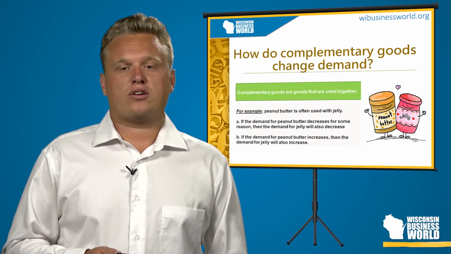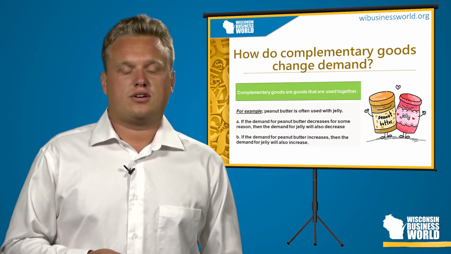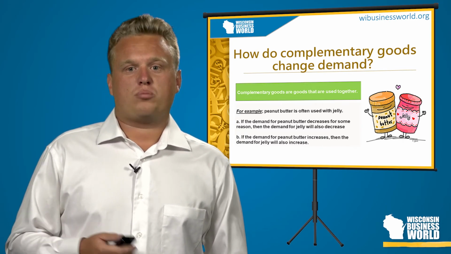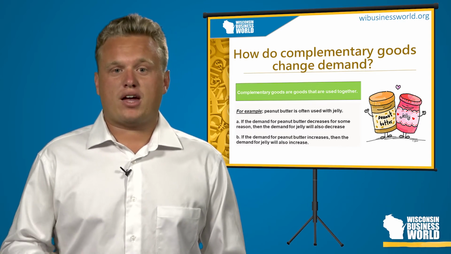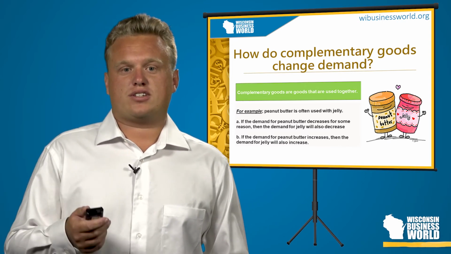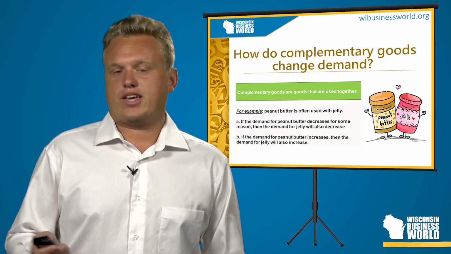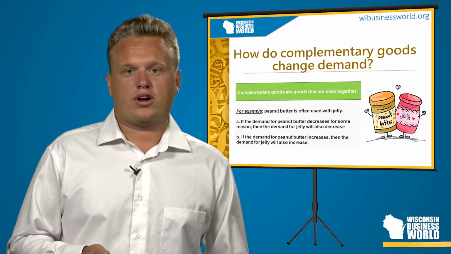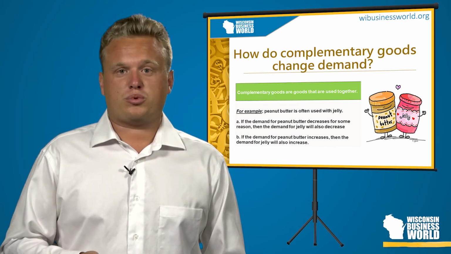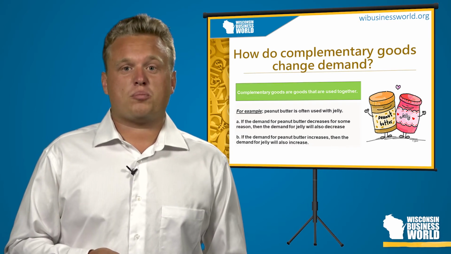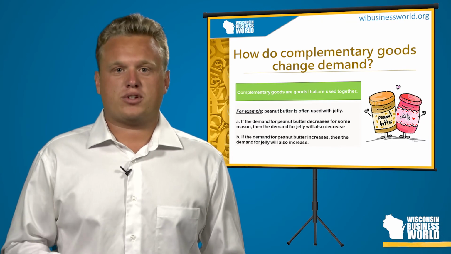So now how does demand change? One way demand changes is complementary goods. So let's take, for example, peanut butter. Peanut butter is often used with jelly. So if the demand for peanut butter increases, then the demand for jelly will also increase. For example, if a study came out that showed that eating peanut butter every day helped reduce your chances of getting heart disease by 50%, people would be a lot more willing to buy and consume peanut butter, driving the demand up, in return also driving up the demand for jelly.